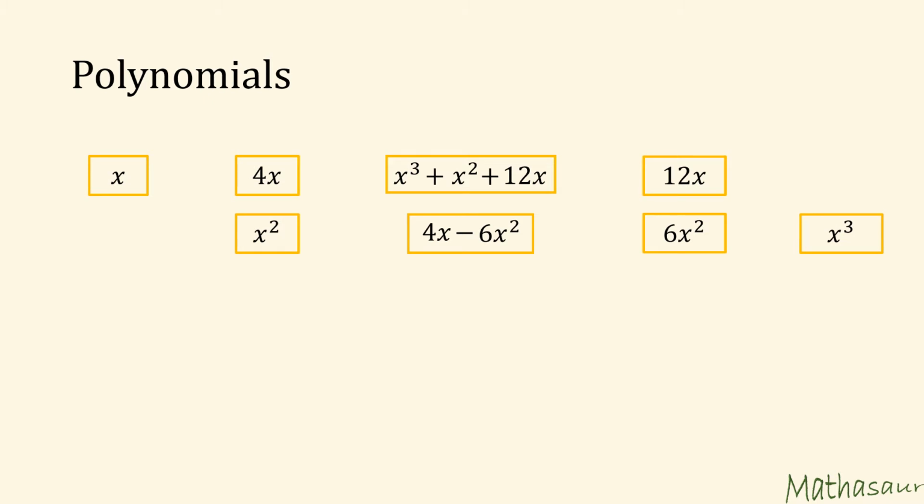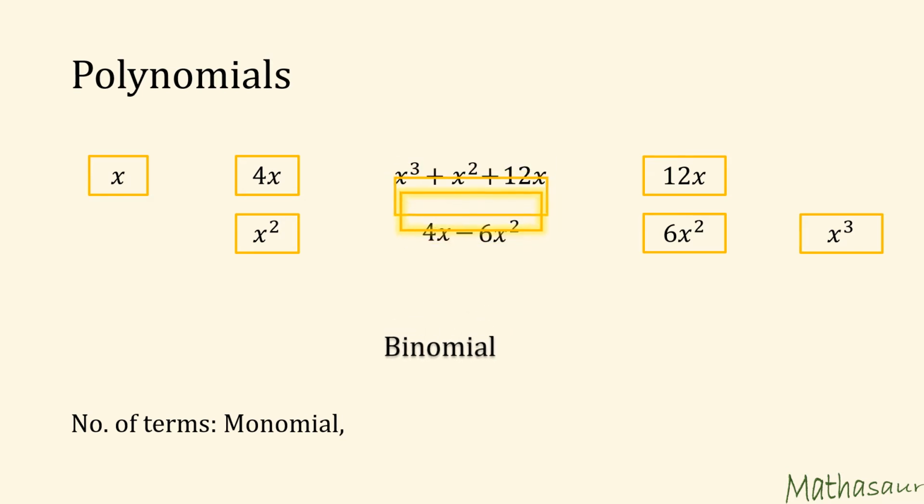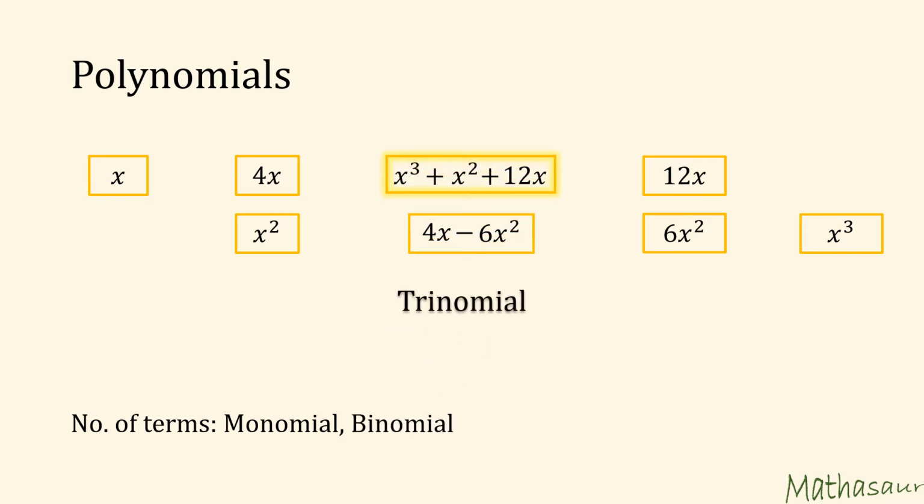Let us look at a few definitions. If we were to look at the number of terms, then the polynomials that have just one term are known as monomials. Polynomials with 2 terms are called binomials. And polynomials with 3 terms are called trinomials. A polynomial can have any number of terms.